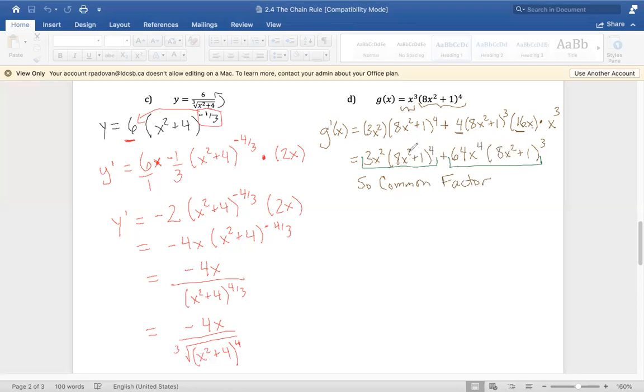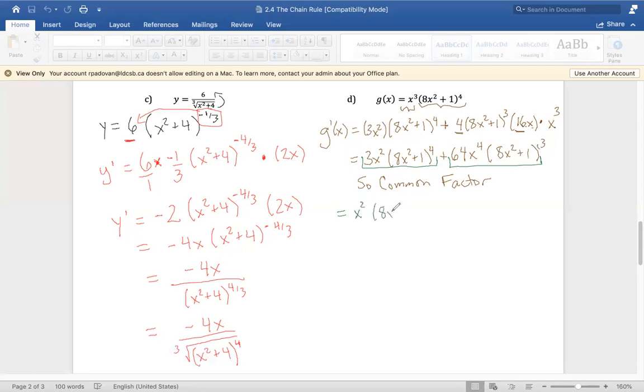And if you take a look, don't you see that the 8x squared plus 1 to the exponent of 3, because you take the lower exponent, right, would be a common factor. And between the 3 and the 64, is there anything common that I could take out there? Maybe not numerically, but I also have the x squared and the x to the power of 4. So I could at least take an x squared out. So a common factor between these two terms would be x squared.